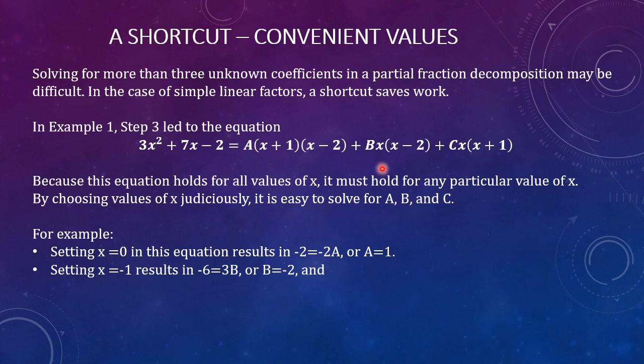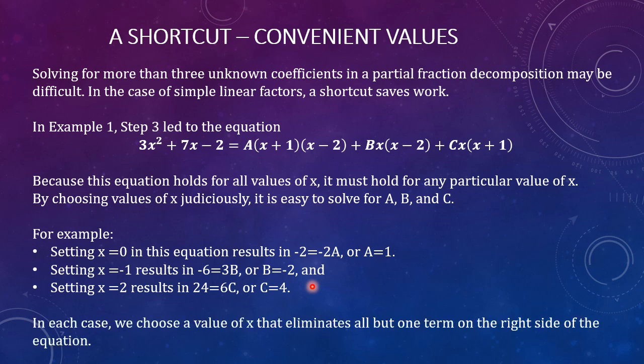So what term is not in c, but is in both a and b? Well, that's x minus 2. So if we set x equal to 2, notice these two coefficients will disappear, and again, setting x equals 2, we're going to get a different value on the left. We get 24 equals 6c, or c equals 4. In each case, we choose a value of x that eliminates all but one term on the right side of the equation. And notice what we did. We did that by setting each of the denominators in the partial fraction decomposition to 0 and using that value of x.